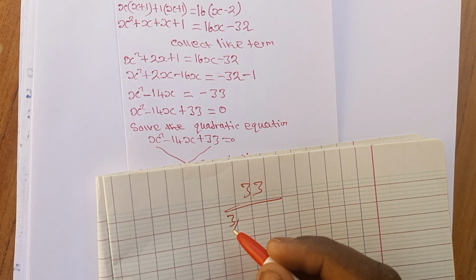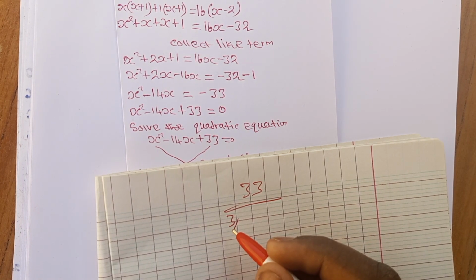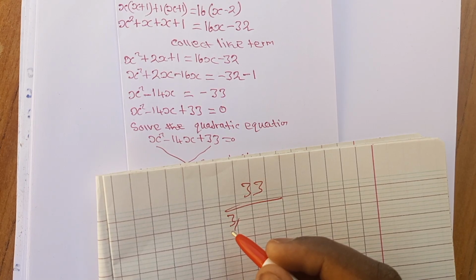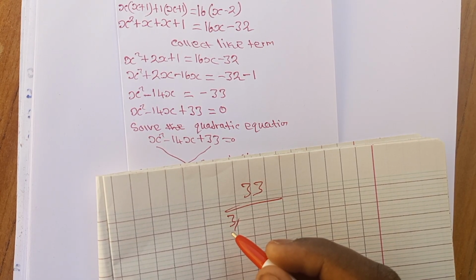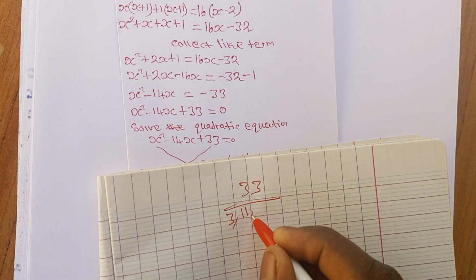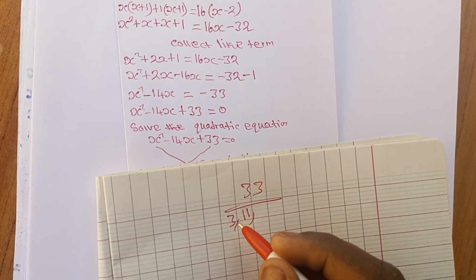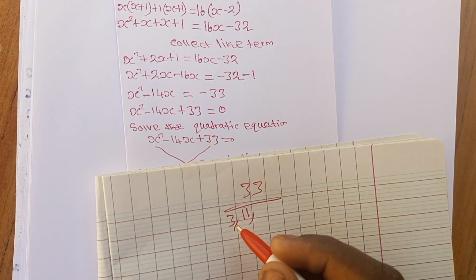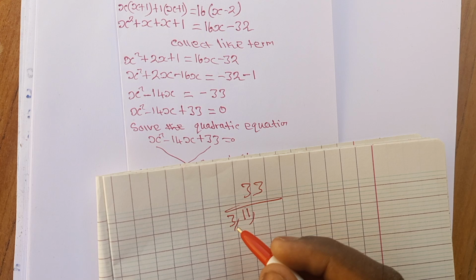5 can enter, but there is a remainder. We take 6. 6 can enter, but there is a remainder. We take 7. 7 can enter, but there is a remainder. We take 8. 8 can enter, there is a remainder. We take 9. 9 can enter, but there is a remainder. We take 10. 10 can enter, but there is a remainder. We take 11. 11 can enter with no remainder. We take 12. 12 can enter, but there is a remainder. You take 13. 13 can enter, there is a remainder. You take 14. 14 can enter, there is a remainder.